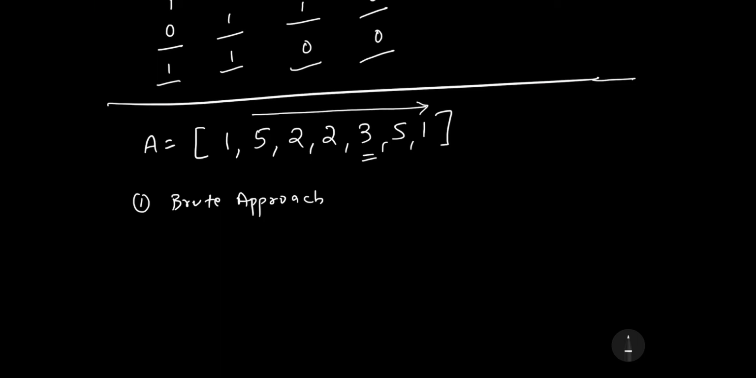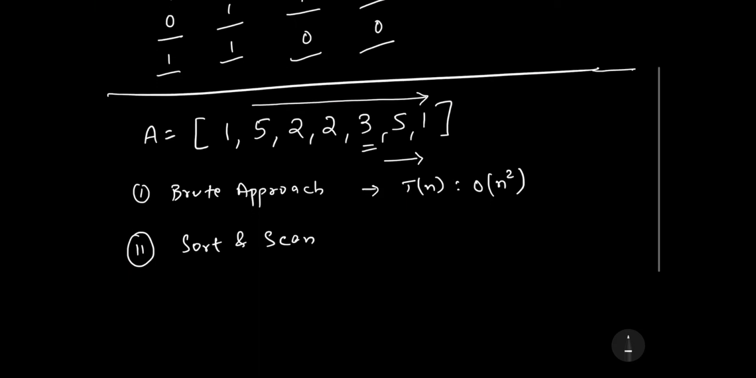Similarly, we'll do it for all the other elements, and eventually when we start at 3 and we scan the rest of the array, we see that 3 is not present, so 3 is our answer. But the disadvantage of this approach is that it will take time complexity of n square since we are using 2 loops. The second approach can be to sort and scan.